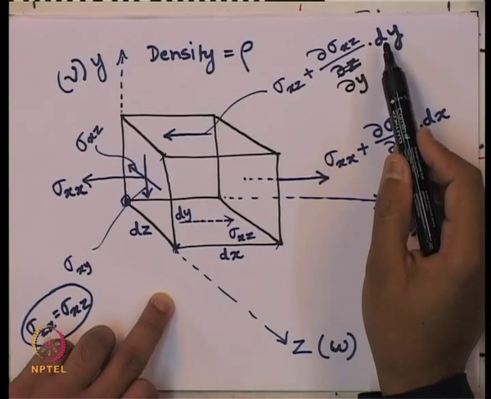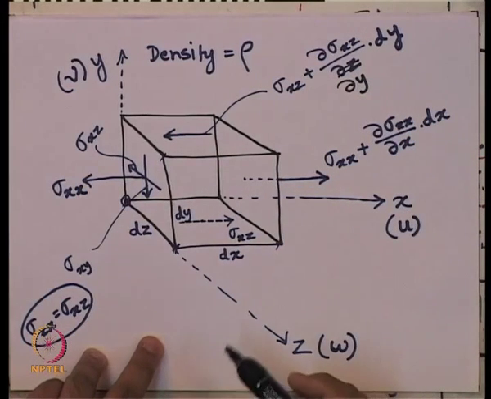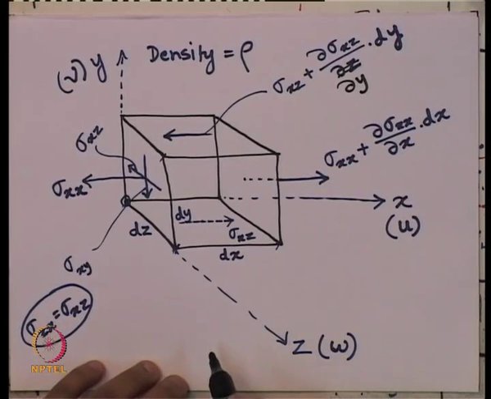Am I right? Now, what will be the other one in x direction? In x direction, if I want to find out one more stress, what should that be?